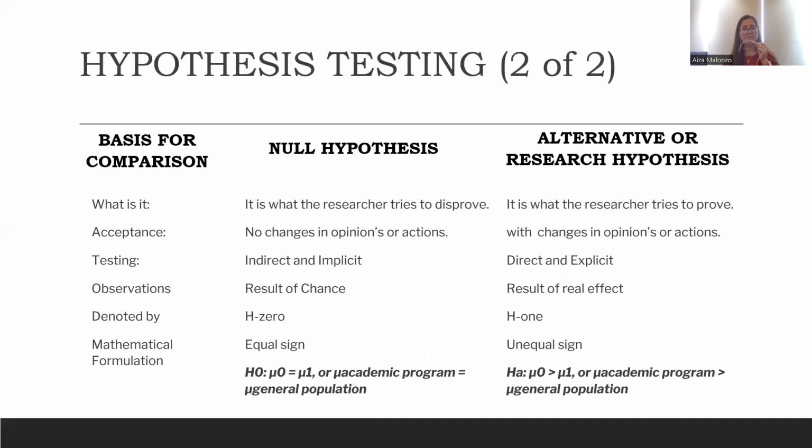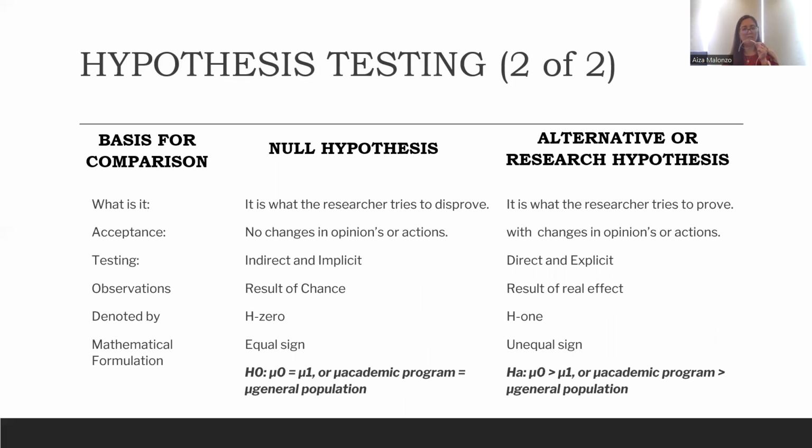The null hypothesis is what the researcher tries to disprove, while the alternative hypothesis is what the researcher tries to prove. The acceptance of the null means no change in opinions or actions. On the alternative, there are changes in opinions or actions.